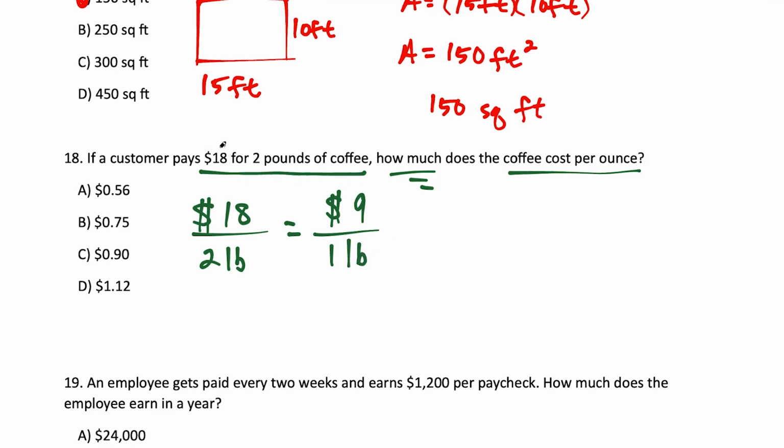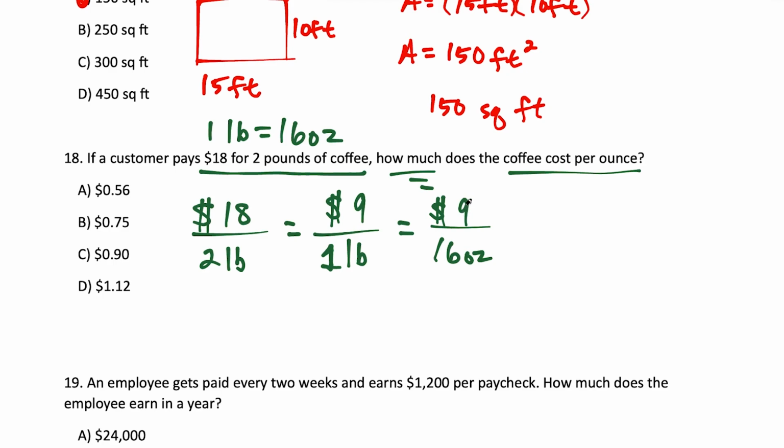And now from here, we should know that 1 pound is equal to 16 ounces because our goal here is to find the rate in cost per ounce. So what we're going to do is change this here from 1 pound to 16 ounces. So we could say the coffee is $9 for 16 ounces of coffee. And then from here, what we want to do is find the unit rate. So we're going to do 9 divided by 16.